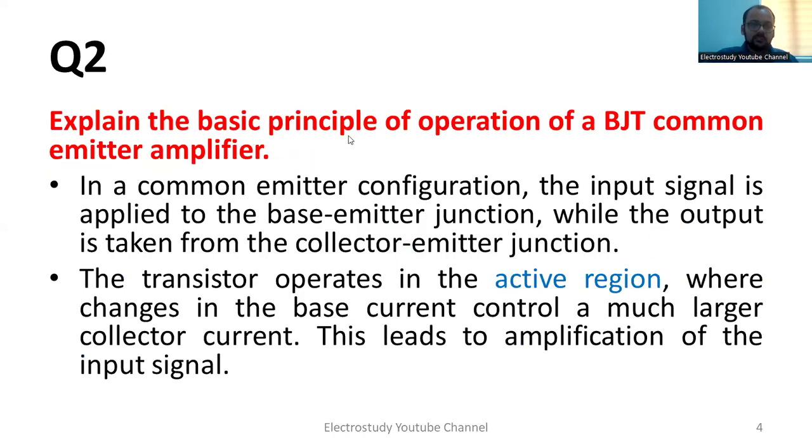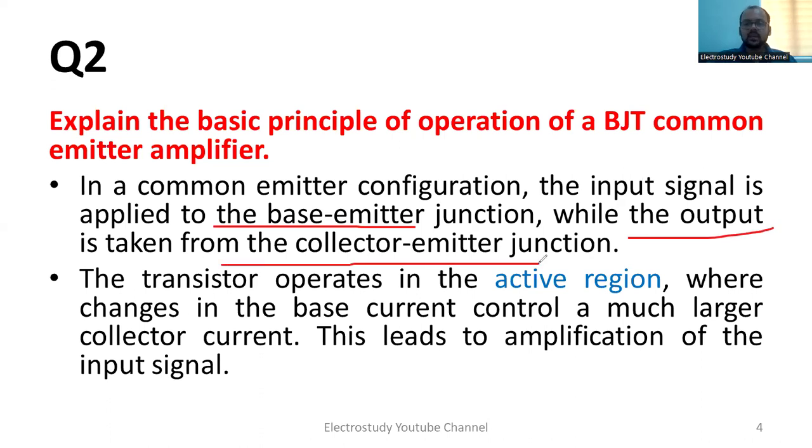Second one is, explain the basic principle of operation of a BJT common emitter amplifier. You might have heard about common base, common emitter, common collector configuration. We use common emitter configuration here. If I talk about the common emitter configuration, the input signal is applied to the base emitter junction and the output is taken from the collector emitter junction.